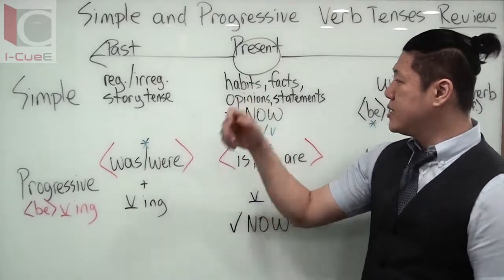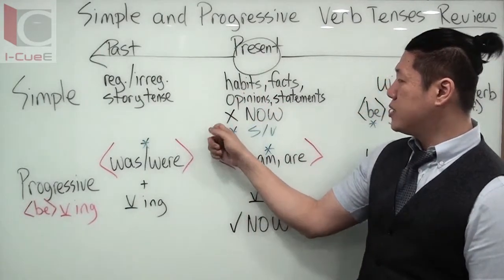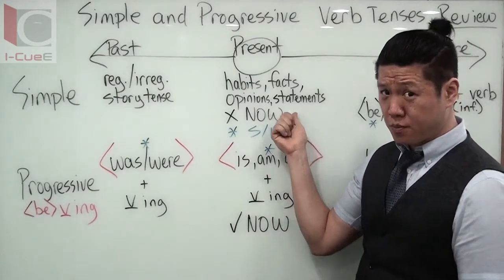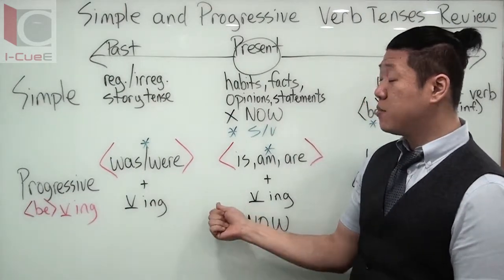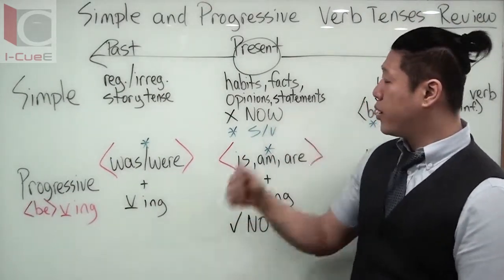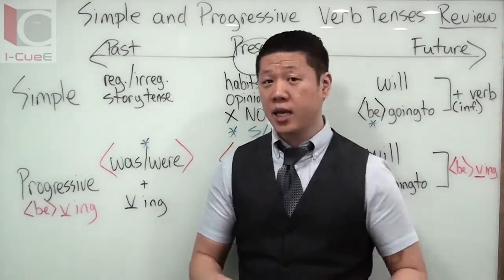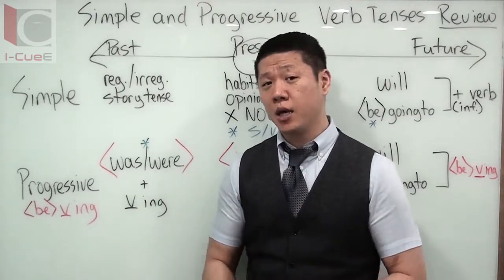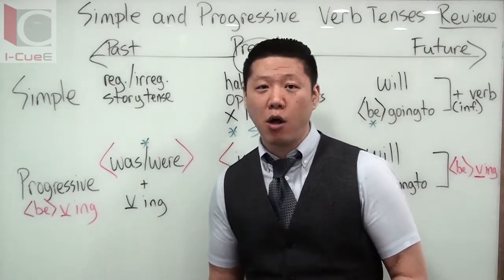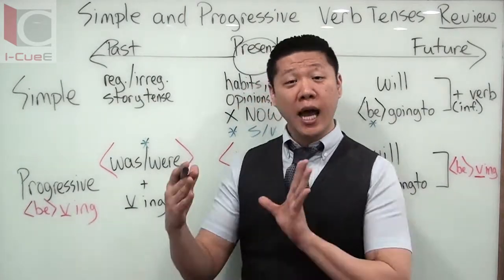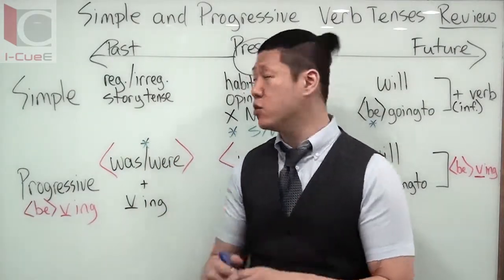When it comes to the present tense, there's a lot of stuff here that you should know, but the important thing is that the simple present tense we're not talking about right now. That's the mistake many people make. The simple present is not now, the present progressive is actually now. But the simple present is talking about habits, facts, opinions, and statements. Habits are things that you do all the time. I play baseball. Am I playing baseball right now? No, but I have played and I still continue to play baseball. So this is something that I do.